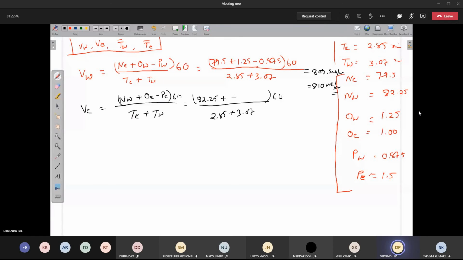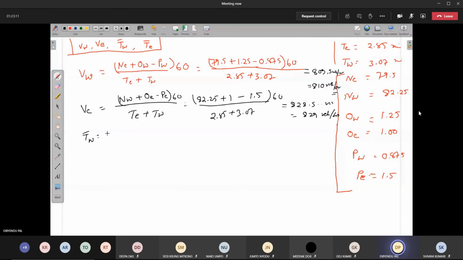82.25 plus what is OE? OE is given 1 and minus PE is given 1.5. So do the calculations, it comes to 828.5-something vehicles per hour. Let us say 829 vehicles. At the same time we can calculate T bar W.